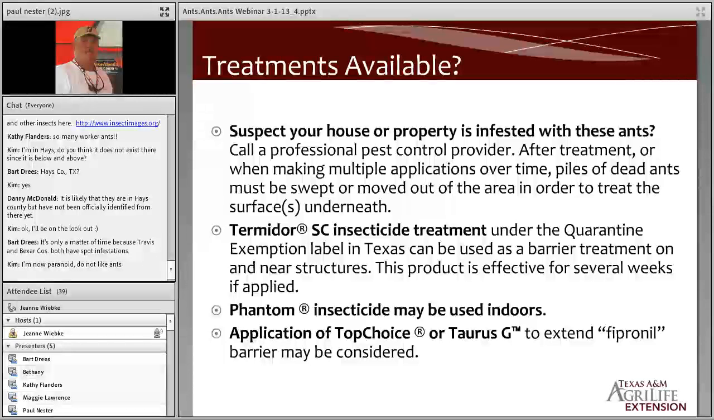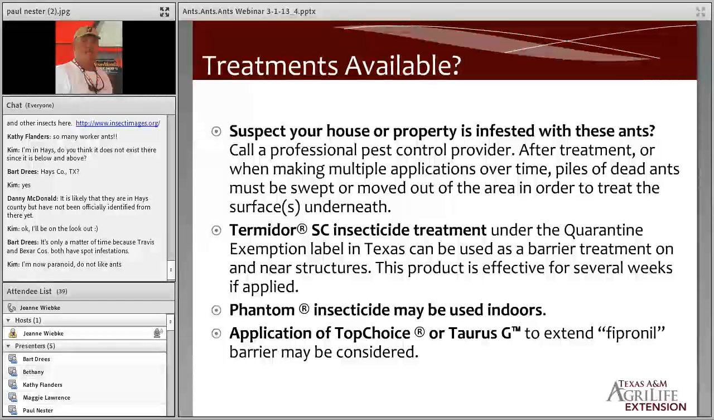If your house or property is infested, in Texas, we recommend to call a professional pest control provider because a lot of the insecticides that are available are only available to pest control professionals. One of the products, the Termidor SC, is a termiticide, but also it can be used for the controlling of ants.